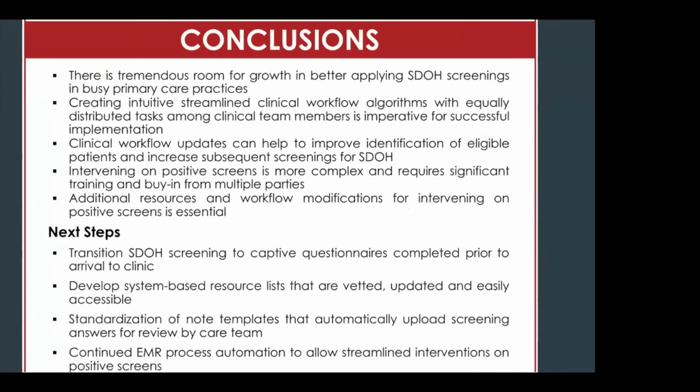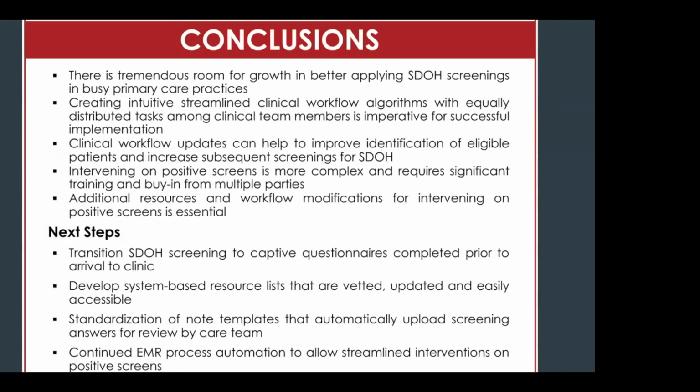And so, continuing on with a few of our conclusions, we did notice that there's absolutely room to grow within screening for social determinants of health. Even within a few short months, we were able to see our screening rates rise and rise and rise. So we know that it's possible even in busy primary care clinics. Next, we know that workflows do indeed work. The more streamlined and intuitive they are, the better, but they can get people moving in the right direction and moving together in the same direction.